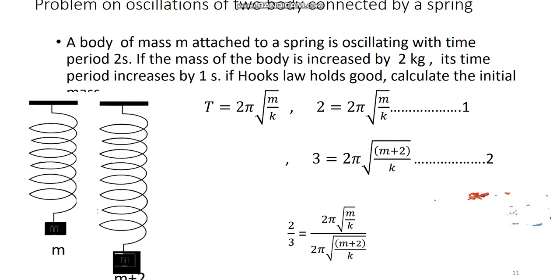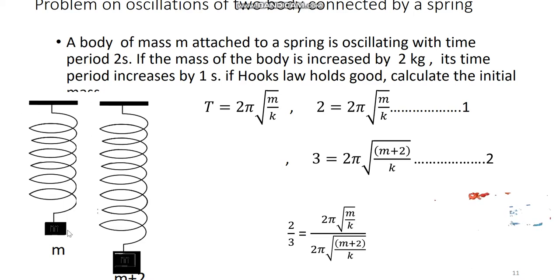We shall take a problem on these equations. A body of mass m attached to a spring is oscillating with a time period of 2 seconds. If the mass of the body is increased by 2 kg, its time period increases by 1 second. If Hooke's law holds good, calculate the initial mass.